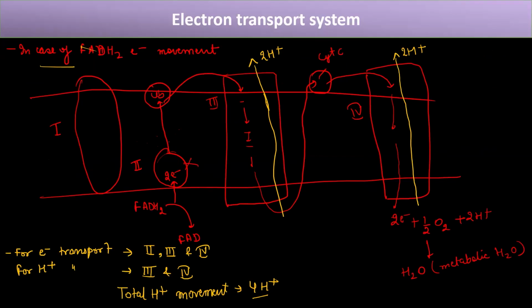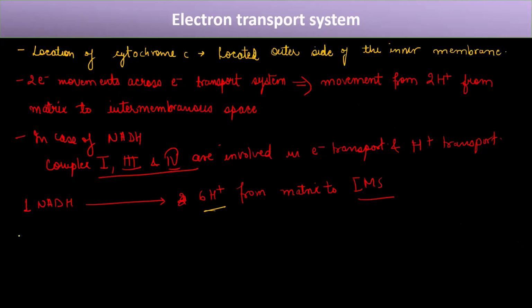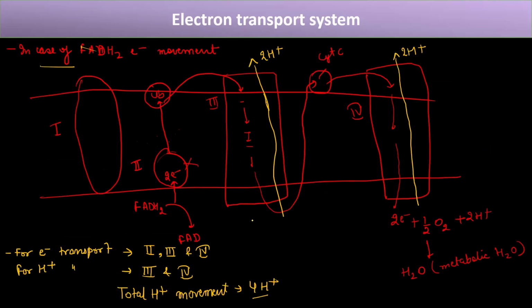But before that, just one important thing to note. The terminal electron acceptor in the electron transport system in the mitochondria, what is it? The terminal electron acceptor is nothing but oxygen. Okay. It is oxygen. Okay. Now let's see how the ATP synthesis is taking place.